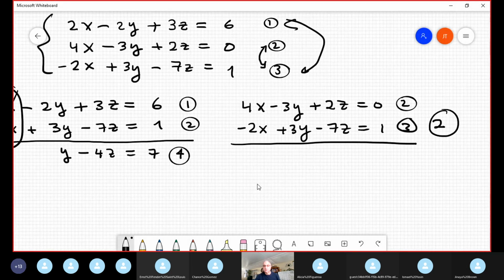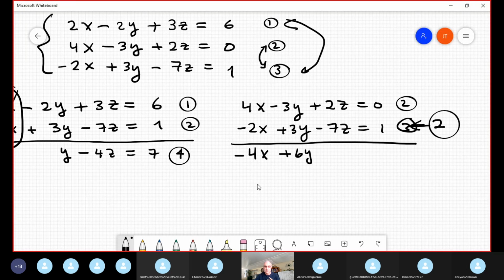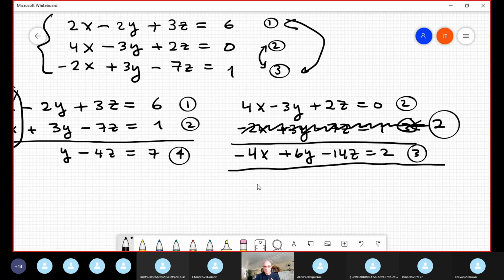Because if I multiply by positive 2 here, this equation becomes like that. 4x, by 2, see, by 2, no? 2 times negative 2 is negative 4x, plus 6y and minus 14z equals 2, no? Okay, and this is my new equation 3. It's equivalent because when you multiply by a number, it's the same equation, no? So you forget this. That was history. I'm ready to combine 2 and 3.